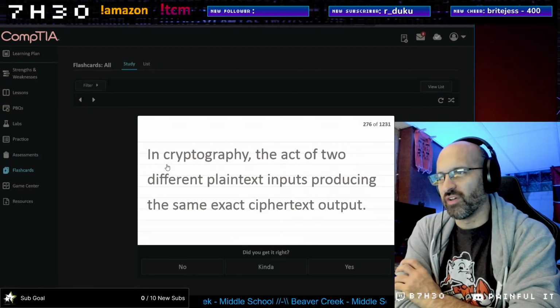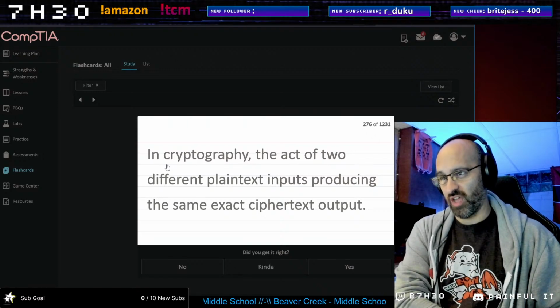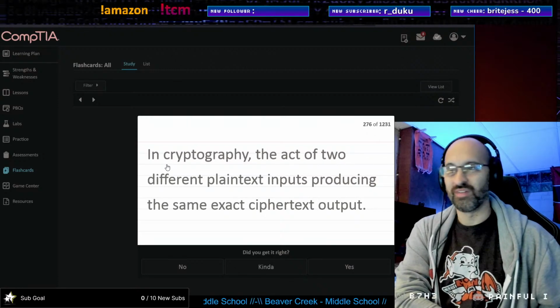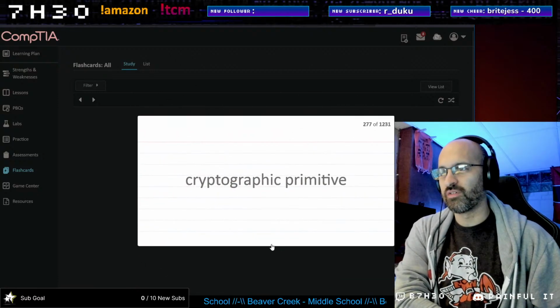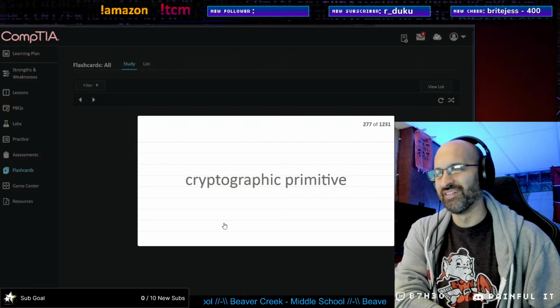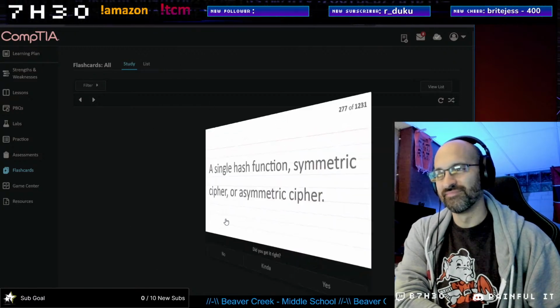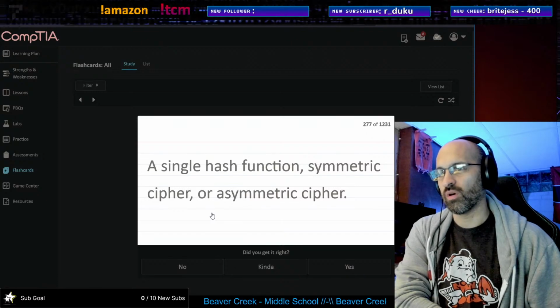In cryptography, it's the act of two different plaintext inputs producing the same exact cipher output. Hey, check that out. I can click the yes button. And we're back to no. Cryptographic primitive. A single hash function, symmetric cipher or asymmetric cipher.